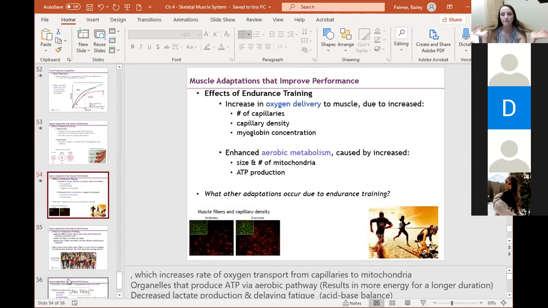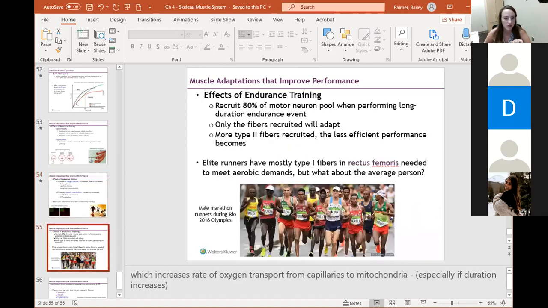Here are just other effects of endurance training. So what happens to the muscle with high volume endurance training? We already know capillaries, capillary density, myoglobin, mitochondria, ATP. We talked a little bit about this in chapter 3, so I'm not going to spend much time going over this, but you probably just need to know adaptations to the muscle. This here, I actually don't think this is on your exam. This is just an interesting topic that I discussed about endurance running and recruitment and changes.